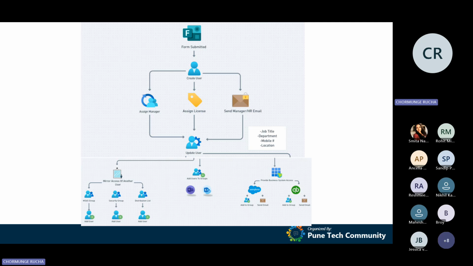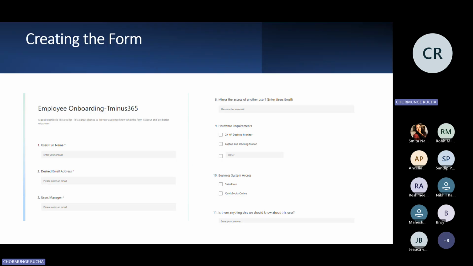Okay, so first, what we are going to do is create a form. Now this form is the very beginning of the automation, that is the user input stage. Here we are using Microsoft Forms to gather all the essential onboarding information. Now this form is titled employee onboarding. It is really simple, clean.